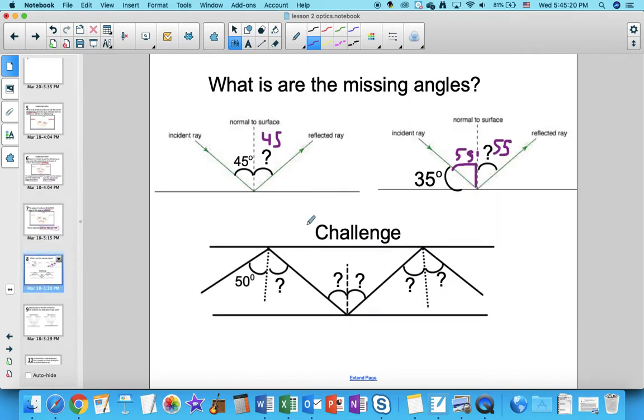So let's do this question. Pause the video and see if you can solve this one. Okay, so in this situation, we have 50 degrees here to our normal. Well, if this is our normal, right, that means that this side must equal this side. It doesn't matter if this is the reflected ray or not, because they both must be equal. So this must be 50. Okay. Well, if this is 50, then what is that missing angle?